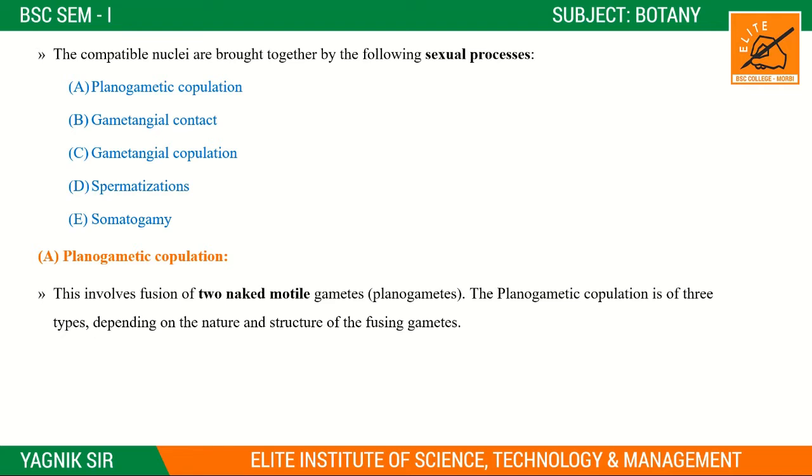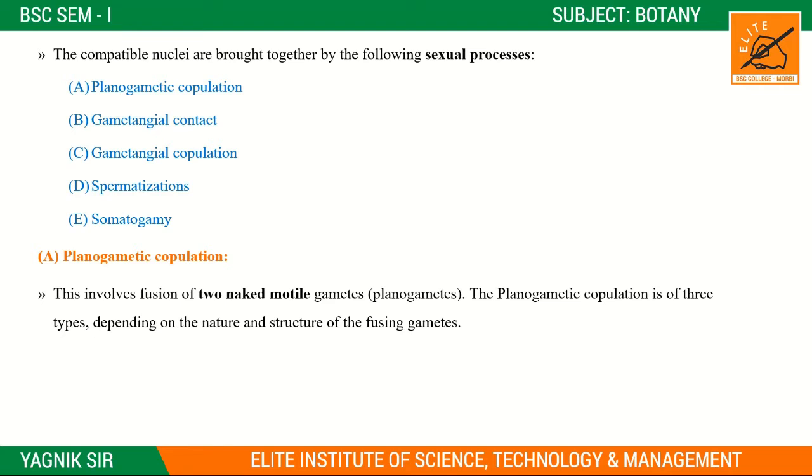So here the gametes are motile and naked. Here are two characteristics of the gametes, and this gamete is known as a planogamete, right? So what is a planogamete? If someone asks such a question, what is a planogamete? That means two naked motile gametes are fused.